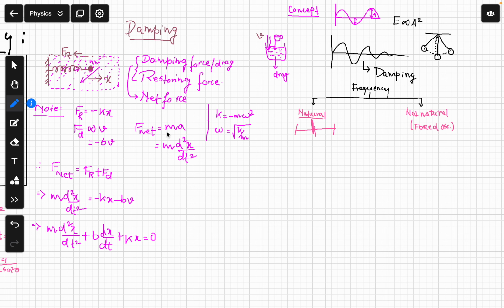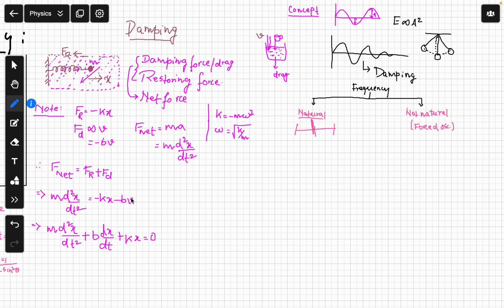So d2x by dt square, if we write it down, we can get what my acceleration is. Now we can write down an equation. We can form an equation very easily. F net is equal to restoring force plus drag force. F net is m d2x by dt square, which is equivalent to minus kx minus bv. Now, b I can take to that side, so it will be plus b.